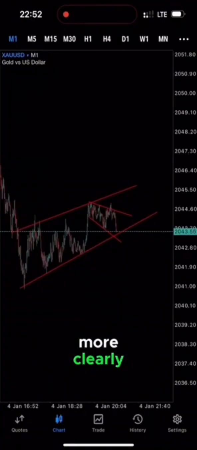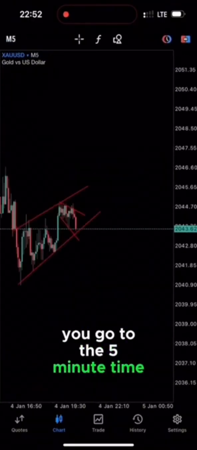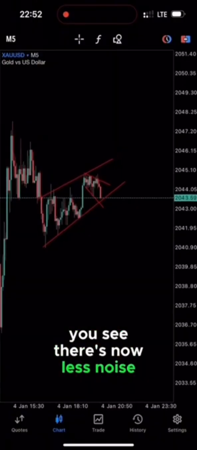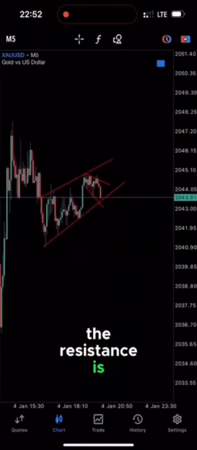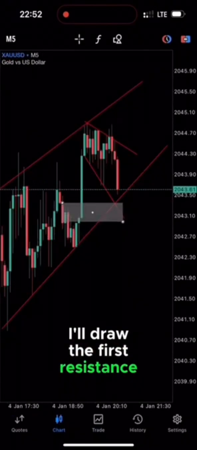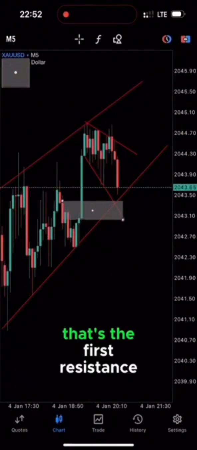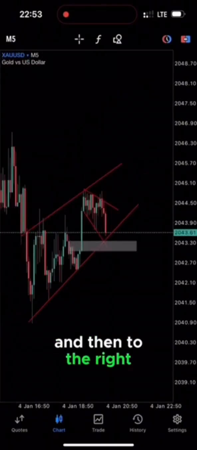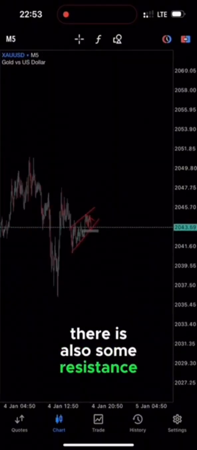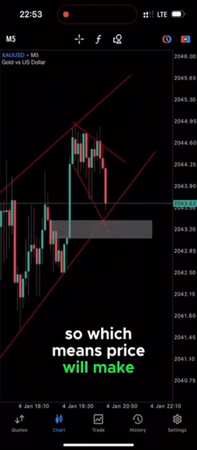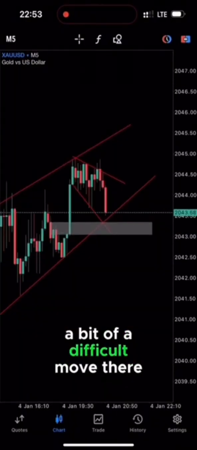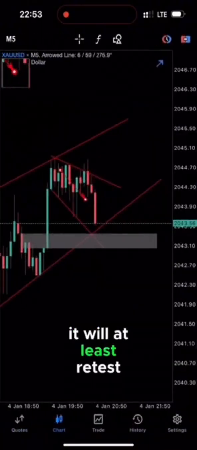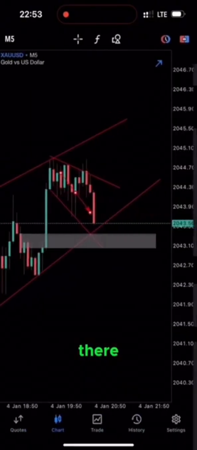But in order to see even more clearly, you go to the 5 minute time frame so that there will be less noise. You see, there is now less noise. You can actually see where the resistance is. I will draw the first resistance, which is there. That's the first resistance where there is a drop, and then to the right there is also some resistance. So price will make a bit of a difficult move there before it decides to even go down. It will at least retest there, it will at least do something there.